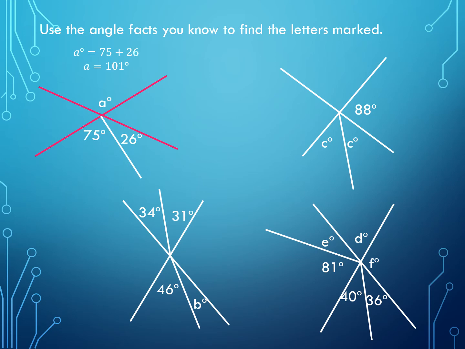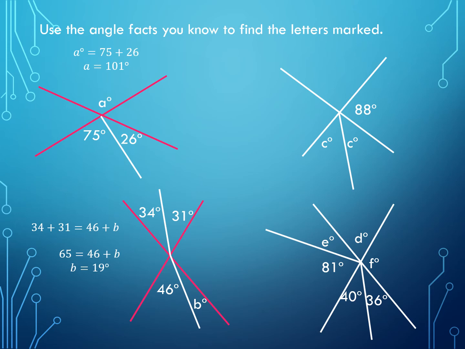Looking down at the bottom left, okay, again, a whole lot of complicated looking stuff. So the first thing we need to do is put our cross on. And then the bit at the top must be equal to the bit at the bottom. So 34 plus 31 must be equal to 46 plus b. So that's my first line. Again, as always, we're going to try and tidy up each side first before we go any further. So 34 plus 31 is 65. That's equal to 46 plus b. Take away 46 from both sides, and that means b here has to be 19 degrees.